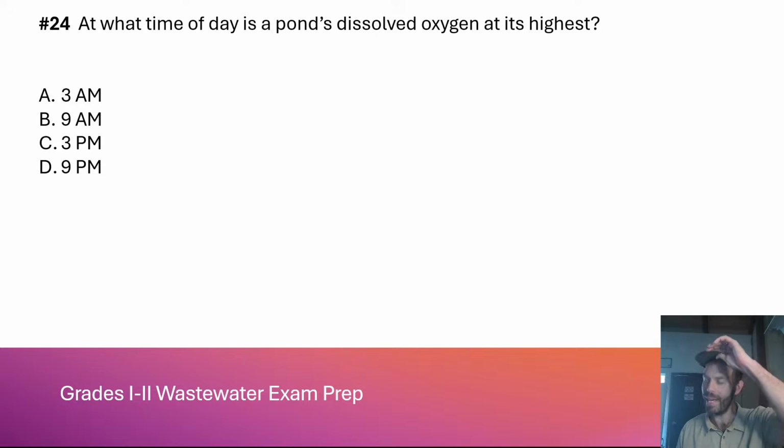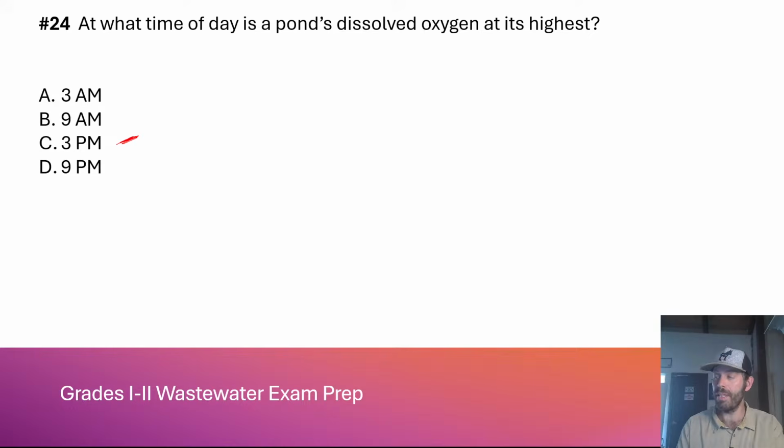So what we're doing here is tapping into you understanding a certain thing about ponds, and that they use algae for the most part. You can have a lot of different ways to dissolve oxygen, but algae's going to be your best one. And because of that, C, 3 p.m. is going to be your correct answer, because photosynthesis has been going on all day, and the algae has been producing dissolved oxygen all day.